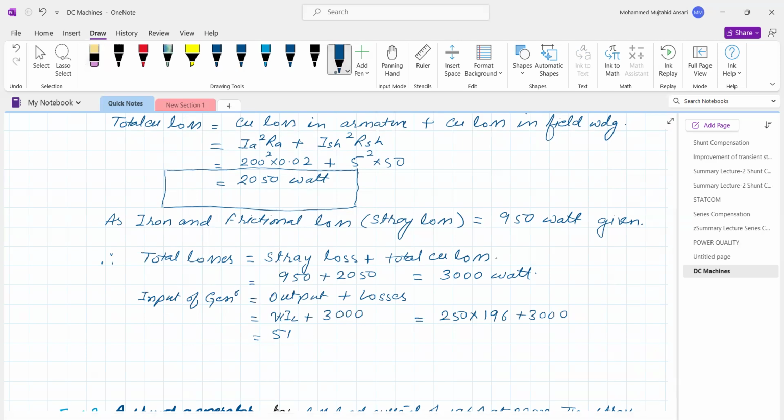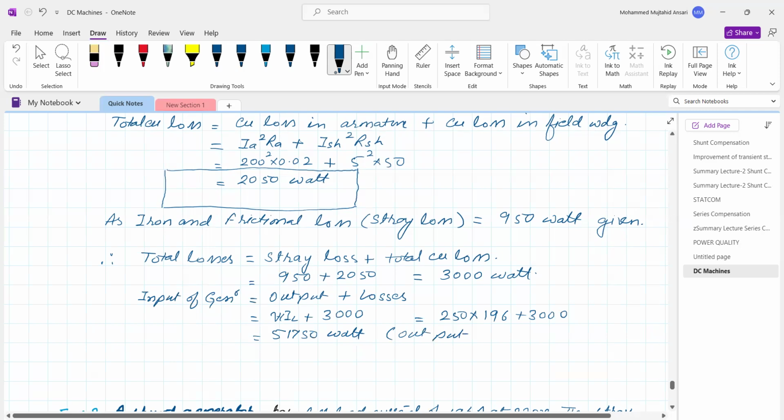750 watt. Now this is the input of the generator, which is nothing but the output of the prime mover. The same thing. Now, efficiency.